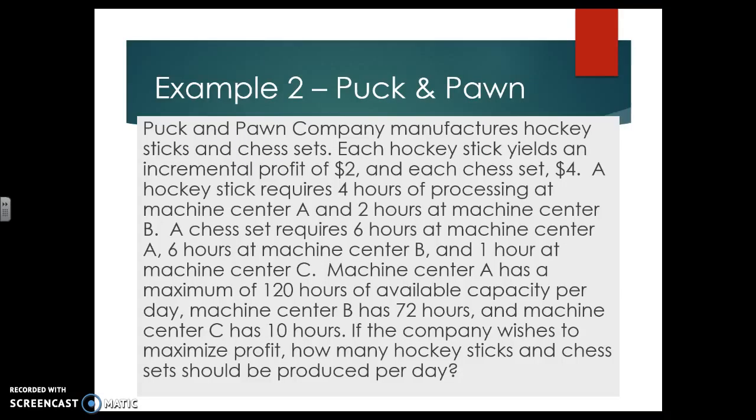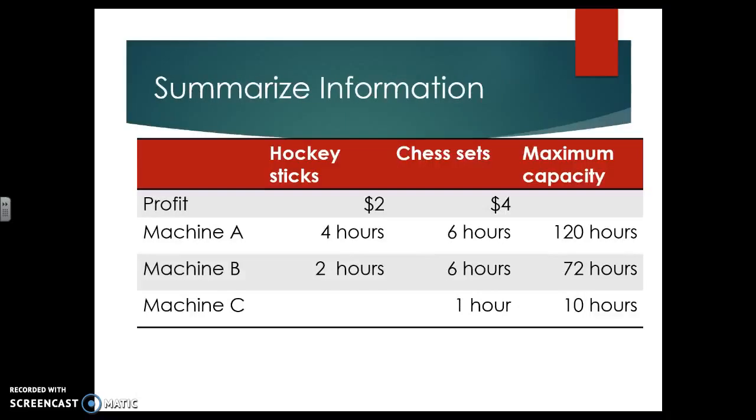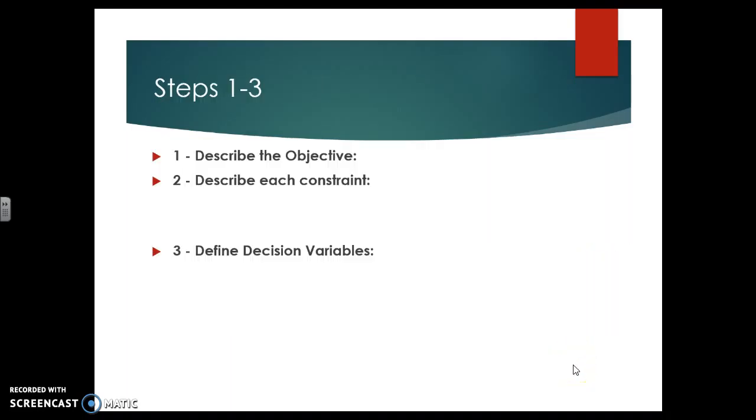So we're going to spend some time practicing. So pause, look at the puck and pawn, and read through this. So press pause, read through it. First step is that we organize it into a chart. So again, we're going to say hockey sticks and chess sets are our 2 decision variables. And then I have my profit right here for each one. And then I have my constraints, A, B, and C. I also have my maximum capacity going through there. So step 1, again, pause the video and see if you can fill these in.